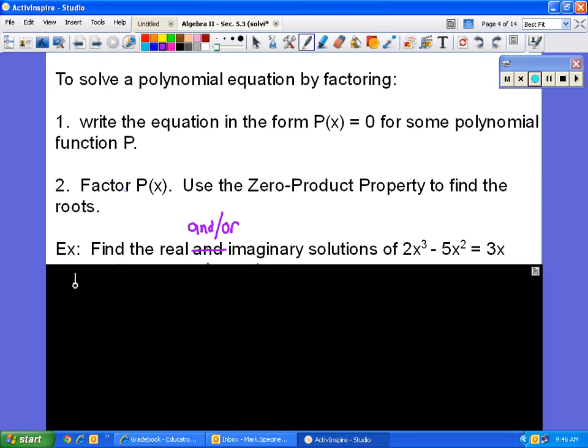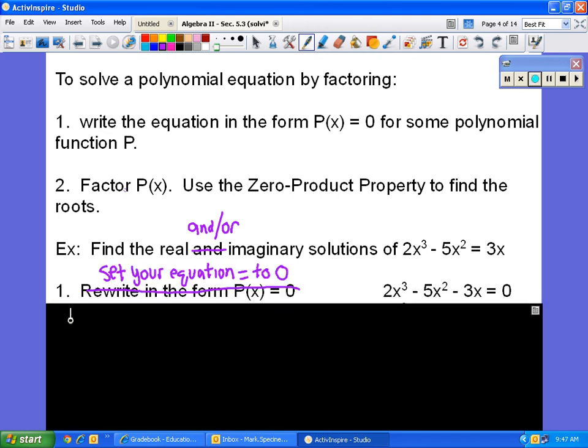All right, so based on what you see on the board, Gerard, what's the first thing that I need to do to help me solve this problem? When you say put x on one side, what do you mean? Subtract what? Good. Remember, I want to get my equation equal to 0. So in order to do that, I've got to subtract 3x from both sides. So that's what I'm doing. I'm setting my equation equal to 0.